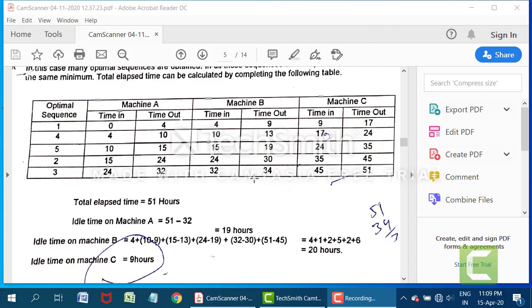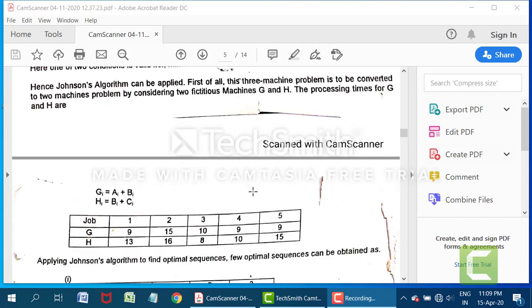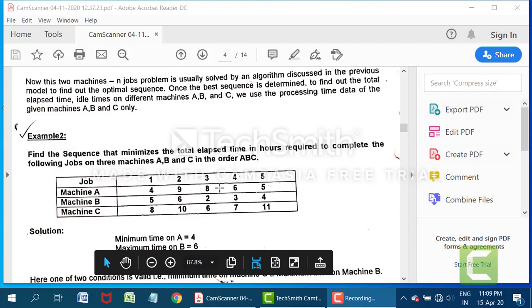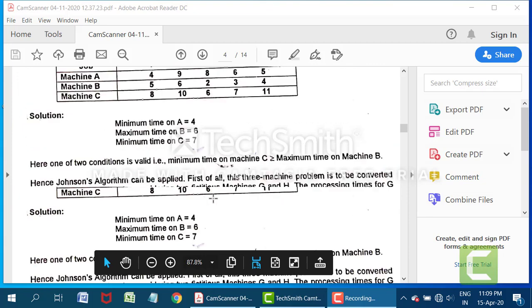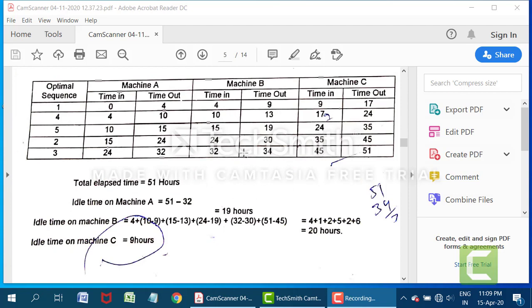So 32 plus the operation time on the third job on machine B, 2 minutes. Okay. So 32 plus 2, 34.